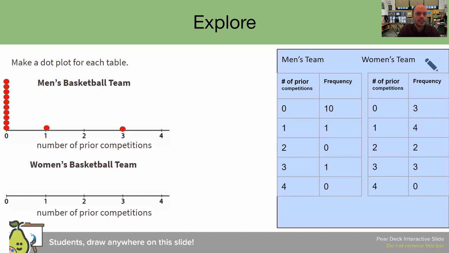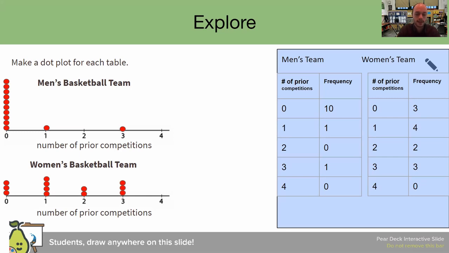Okay, with that said, please pause the video and complete the women's dot plot for their number of prior competitions. All right, welcome back. Hopefully you were able to get 3 for 0, because of the women athletes who had no previous competitions, there were 3 of them. Okay, let's move on. Please pause the video and complete the women's dot plot for previous competitions using the table to the right. All right, welcome back. If you have 3 dots for 0, 4 dots for 1, 2 dots for 2, and 3 dots for 3, followed by 0 dots for 4, you are correct.